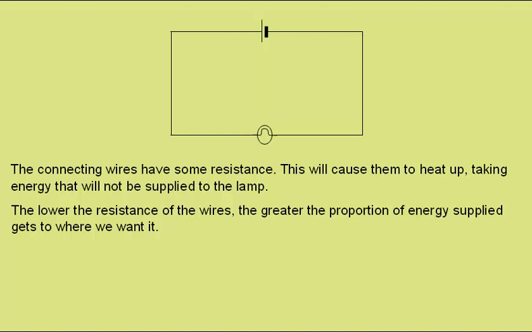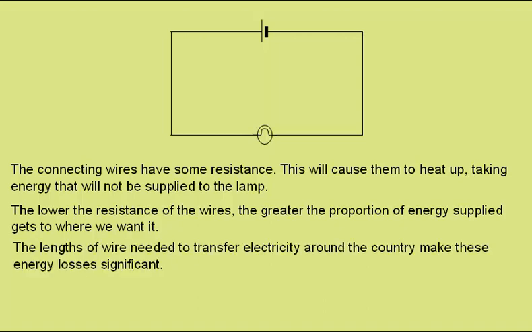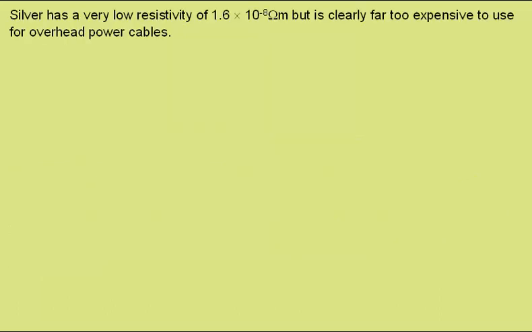Now in a circuit like this, using copper wires, the resistance is not normally a problem, but the lengths of wire needed to transfer electricity around the country make these energy losses significant. Silver has a very low resistivity of just 1.6 times 10 to the minus 8 ohm meters, but silver is clearly far too expensive to use for overhead power cables.